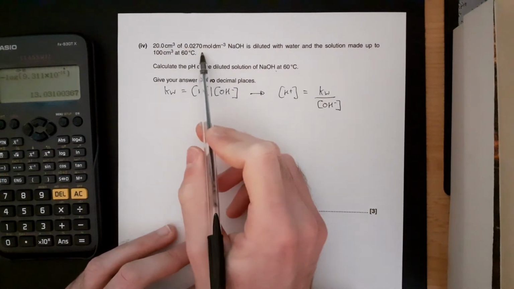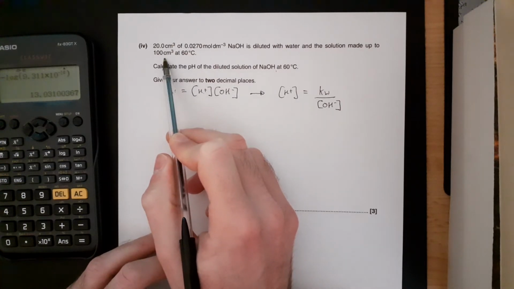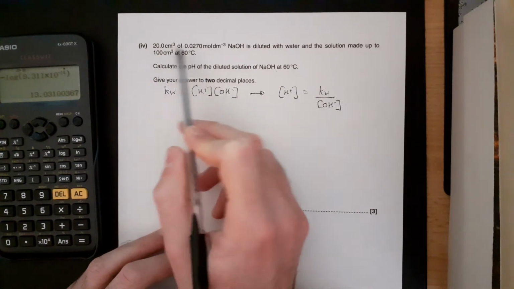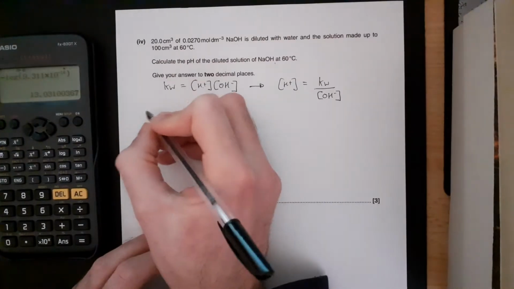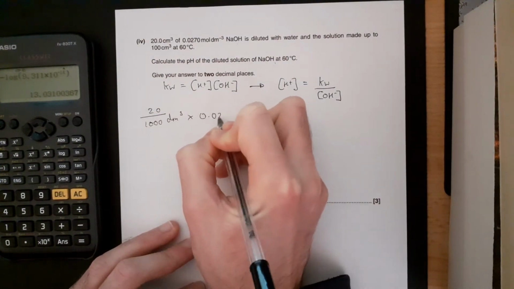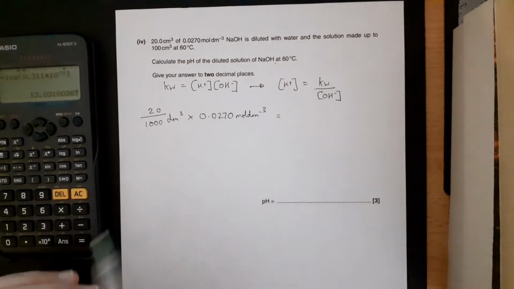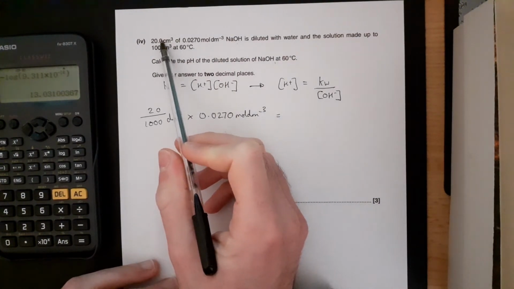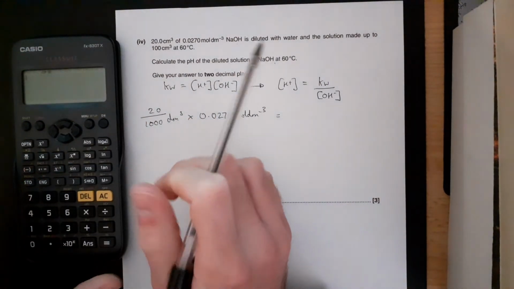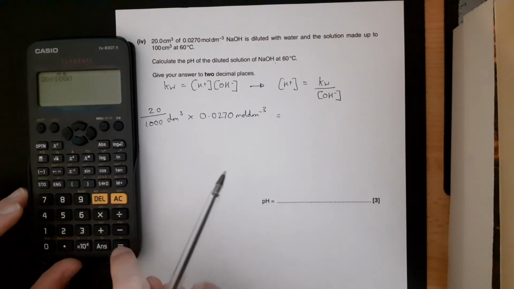So again, I'm going to do this the long way round. You can see that we've gone from 20 centimeters cubed to 100. So the volume has been multiplied by 5. So the concentration is just going to be divided by 5. But let's do this the long way round in case it wasn't nice numbers. So we'll do 20 over 1,000 decimeters cubed times the concentration to get the moles. Okay, this method works every time. There's nothing wrong with saying that the volume's multiplied by 5, so the concentration is divided by 5. If you can see that, just do that. It's much quicker. But it won't always be nice numbers. So this method will always work.